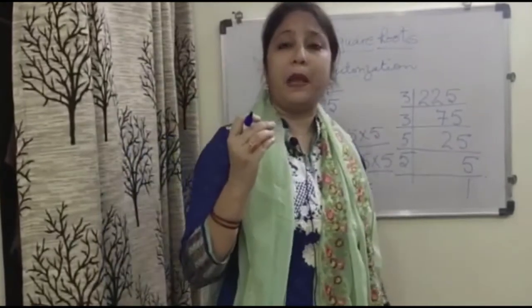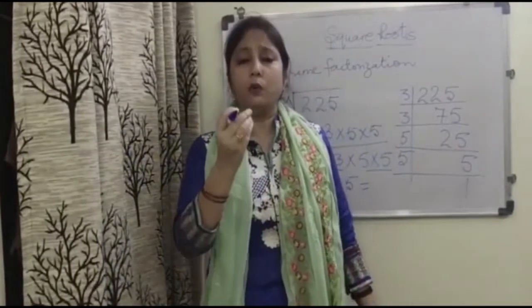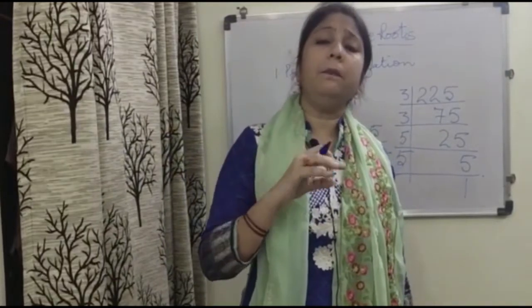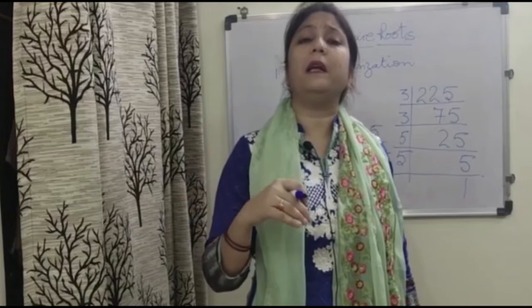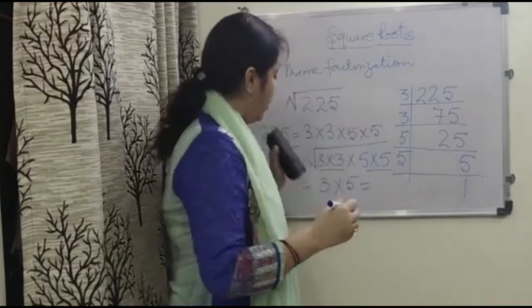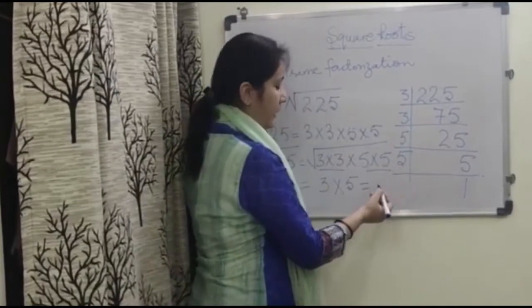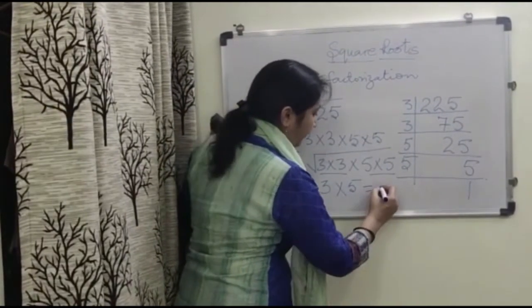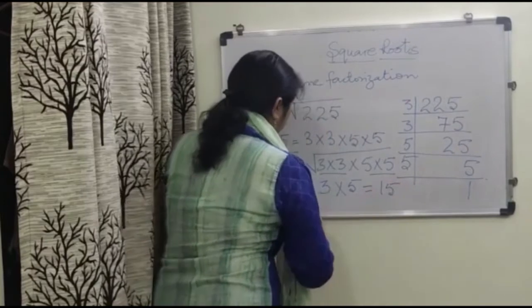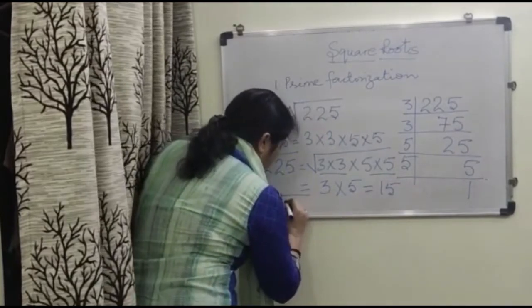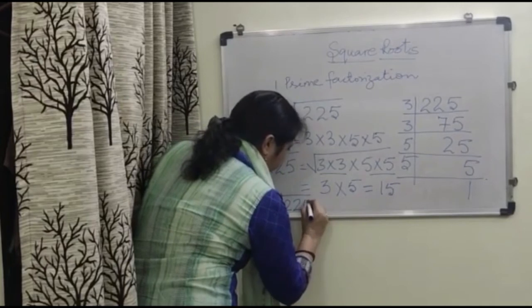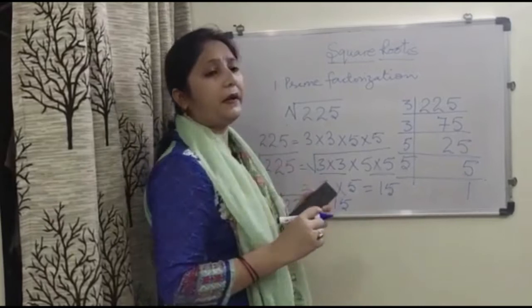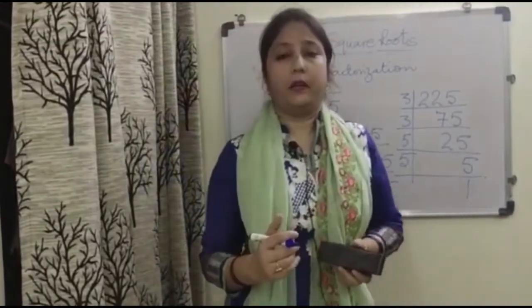When from the pair of like factors you take out 1 factor, what happens there? The square root sign automatically disappears. As both the pairs are complete, we could easily take out one factor. Now the product of factors is 15. So we can say square root of 225 is 15.